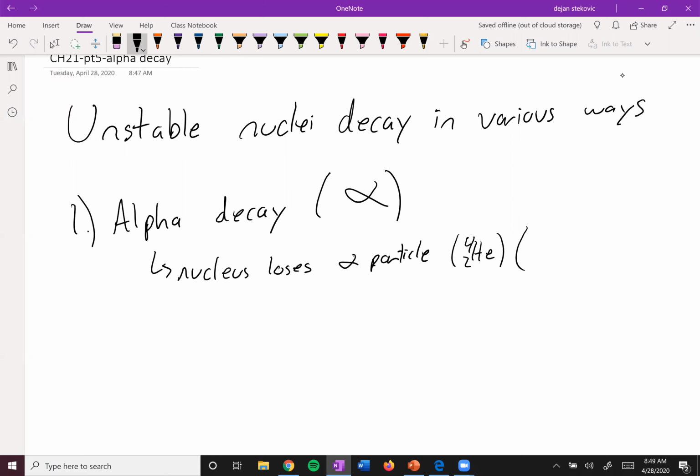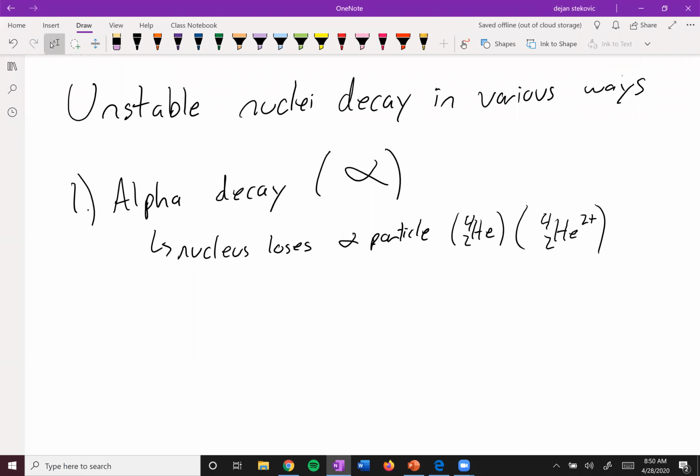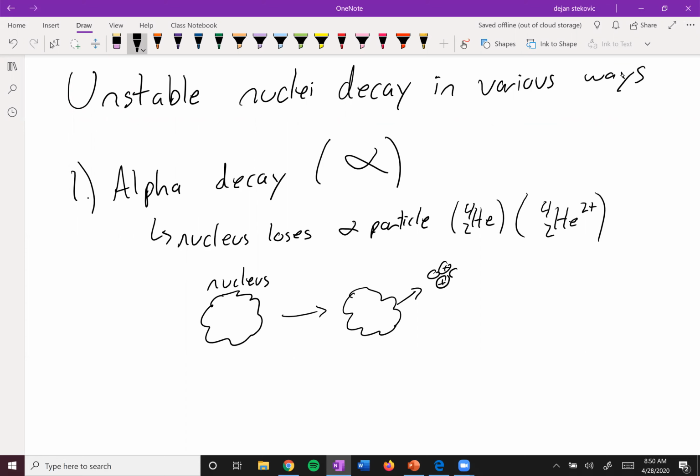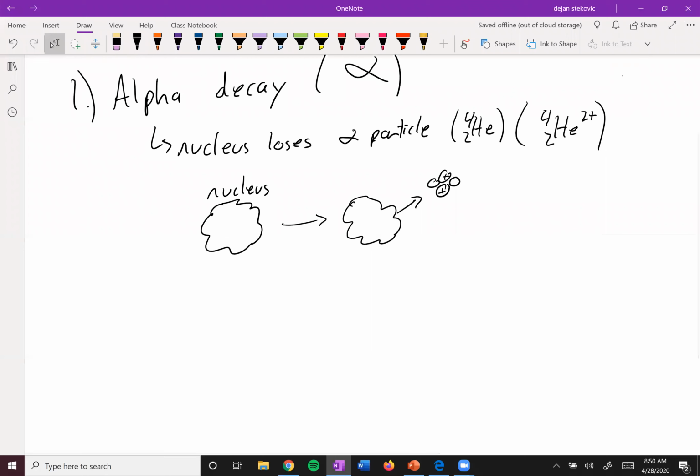And really, when we're talking about nuclear chemistry, they tend to ignore the electrons. So really what you're losing here is actually a helium-2 plus. But in nuclear chemistry, they tend to avoid the charges. It's just not that important for them. Right, so here we've got a nucleus. It's filled with protons and neutrons, and in alpha decay, the nucleus is going to shoot out an alpha particle, which is 2 protons and 2 neutrons.